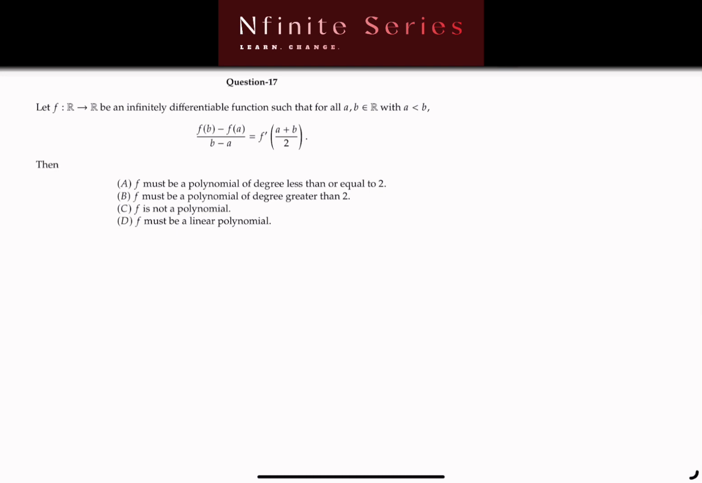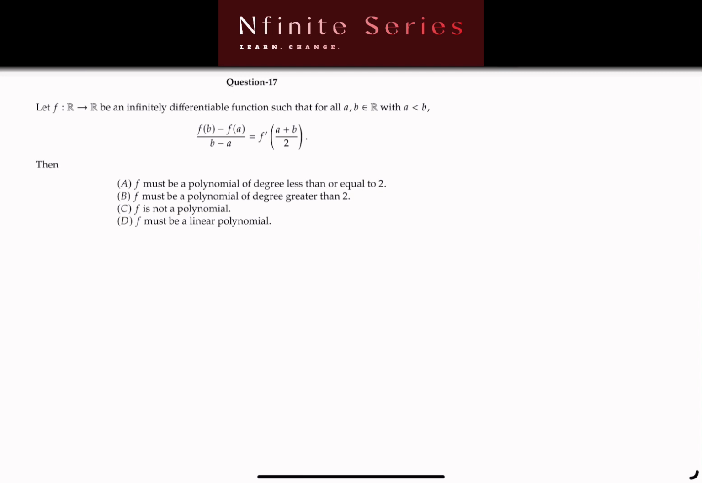Let's go through them one by one. The first option is that f must be a polynomial of degree less than or equal to 2. The second option is f must be a polynomial of degree greater than 2. You see, option B is like a complementary statement to the first one. Then you have option C, f is not even a polynomial. Then you have option D, f must be a linear polynomial.